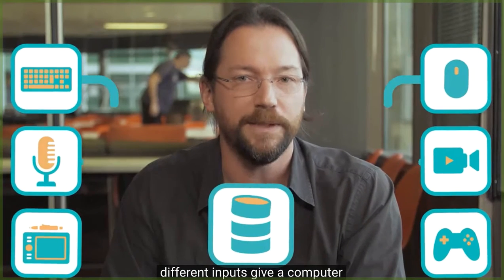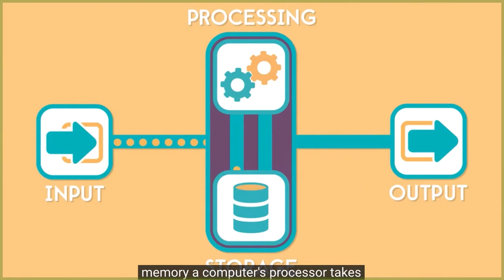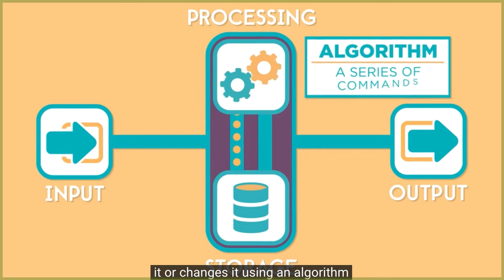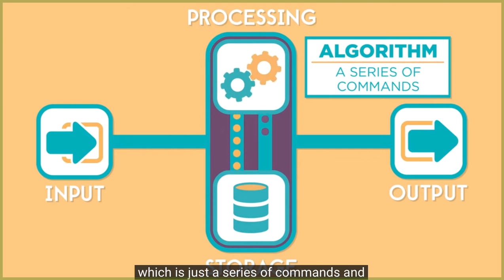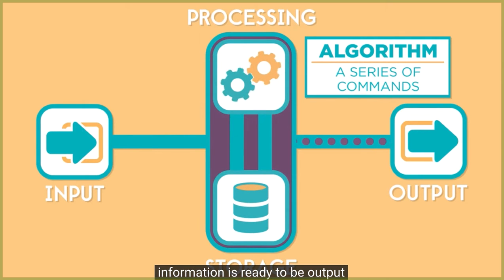All these different inputs give a computer information, which is then stored in memory. A computer's processor takes information from memory, it manipulates it or changes it using an algorithm, which is just a series of commands, and then it sends the processed information back to be stored in memory again. This continues until the processed information is ready to be output.